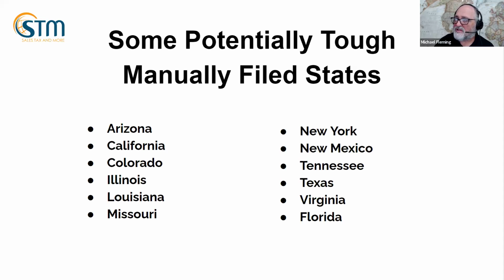So here are some potentially tough manually filed states. Arizona, you've got the local jurisdictions. California, very tough when it comes to balancing. Colorado, again, the local jurisdictions. Illinois, we just spoke about that. Louisiana, the local jurisdictions. Missouri, New York, New Mexico, Tennessee, Texas, Virginia, and Florida. All of those are tougher states when it comes to manually filing returns.